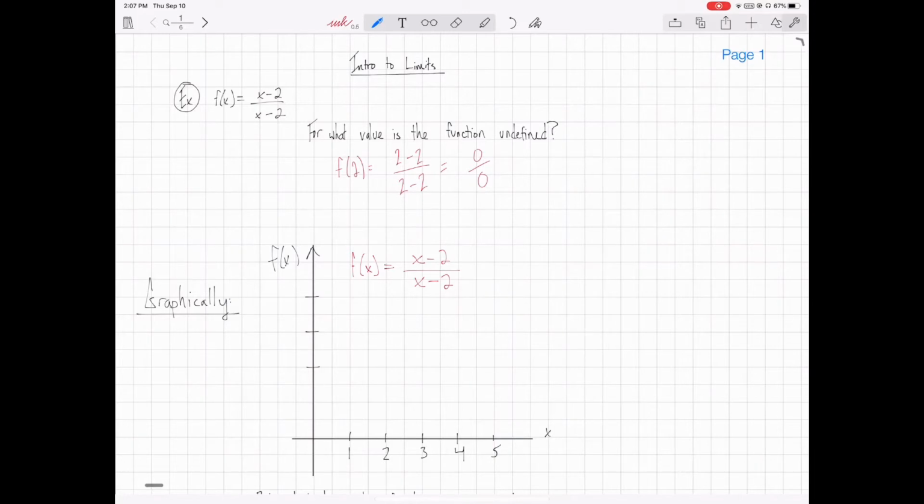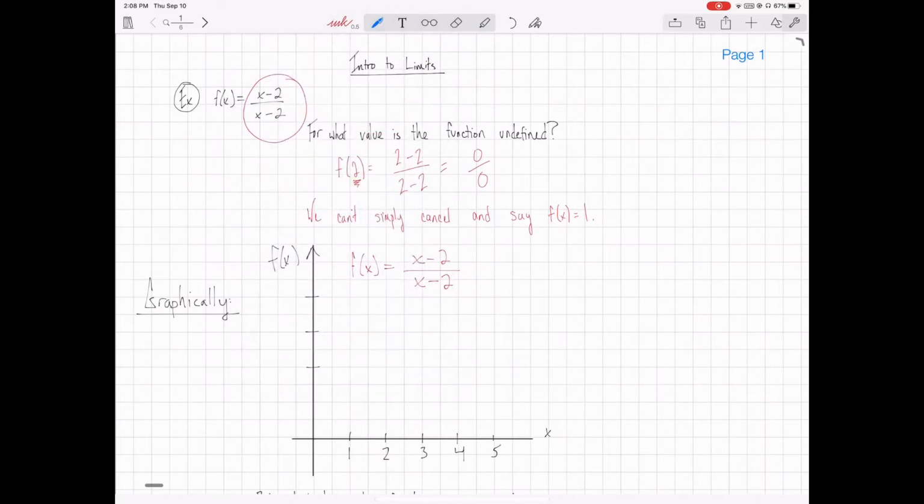So since there is what's called a discontinuity at x equals 2, we can't simply cancel and say f of x equals 1. And that's because, if you look at this function, that is equal to 1, except where it has a discontinuity, which is at f of 2, which is right here. So if we graph that, let's see if I can graph this.